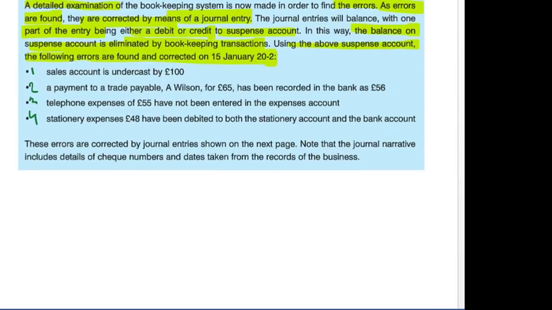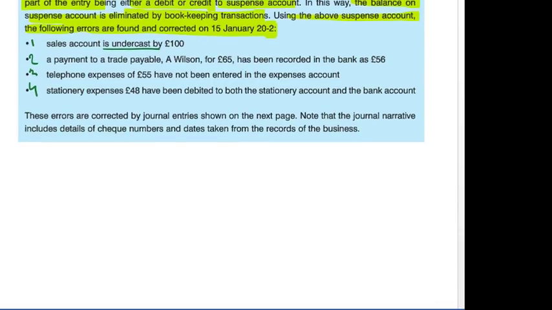Let's read it. The first one says sales account is undercast. See, overcast or undercast. If your sales account is shown lower, it's a credit entry, a credit account. You make it higher by making it more credit. Okay, let's quickly do some journals, and journals are like debit and credit.